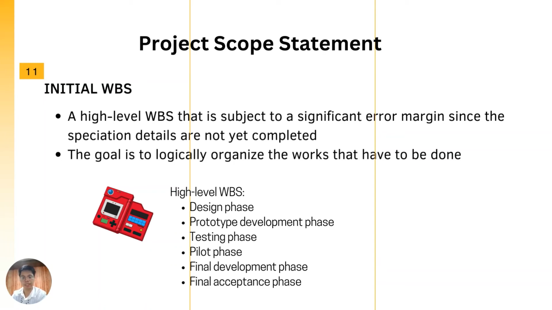In our Doggy Dex project, there are 6 categories that can be used for the breakdown structure, starting from the design phase up to the final acceptance phase.